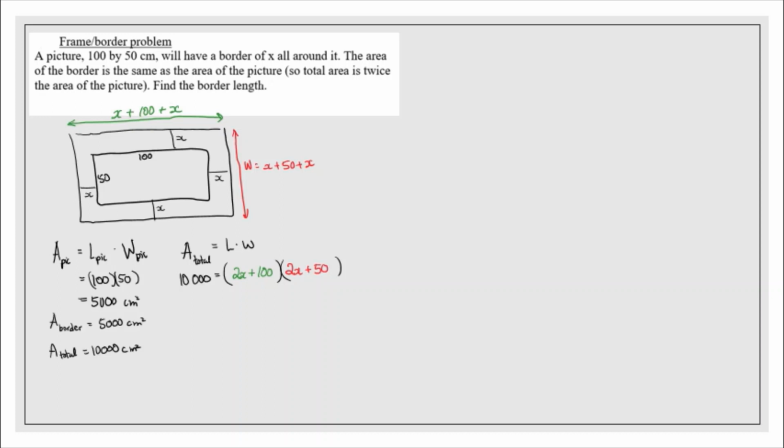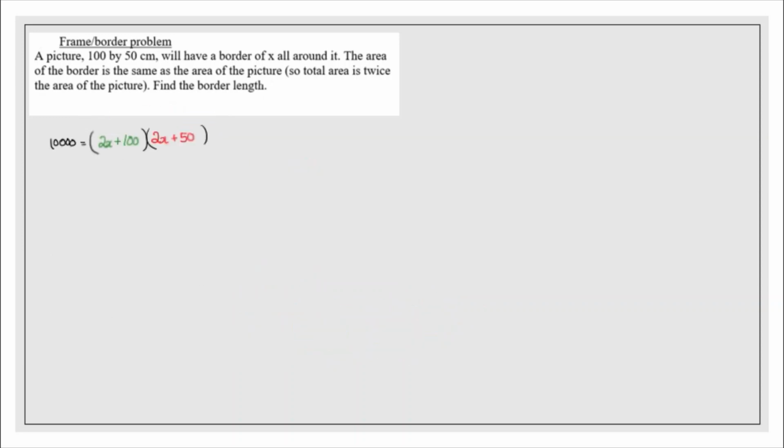Now, area of the border, it says in the question, is the same thing as the area of the picture, which is 5,000. So the total area is 10,000. And so we can place that in for area of the total. Now, because this equation has only one unknown, we can solve for this unknown. You do not have to look for the vertex in this quadratic because in the question, nowhere does it say to find maximum or largest or minimum or smallest of some sort of quantity.